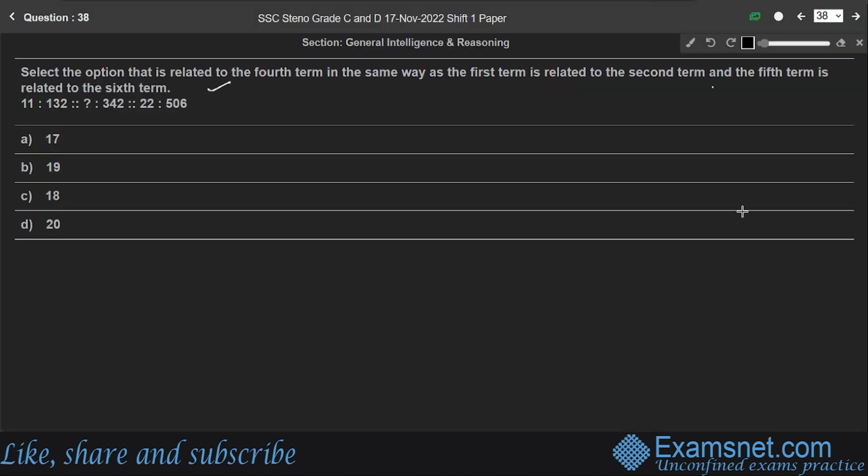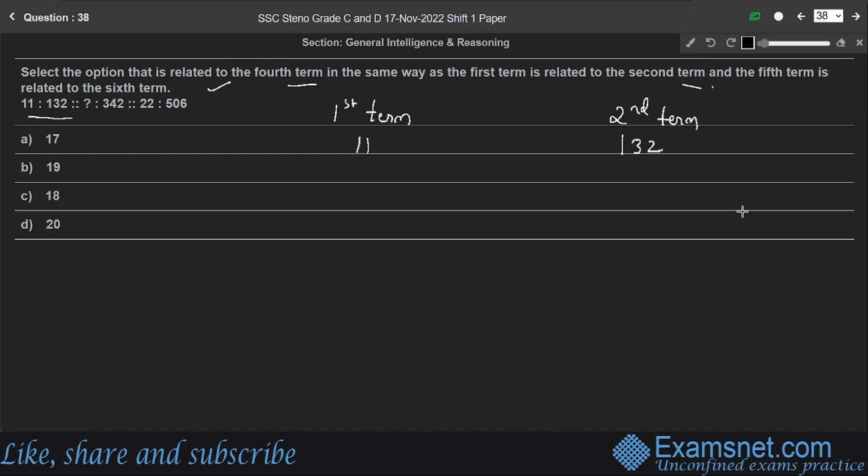Question 38. Select the option that is related to the fourth term in the same way as the first term is related to the second term and the fifth term is related to the sixth term, right? So let us consider the first and the second terms and the logic behind them. Here the first term is 11 and the second term is 132.